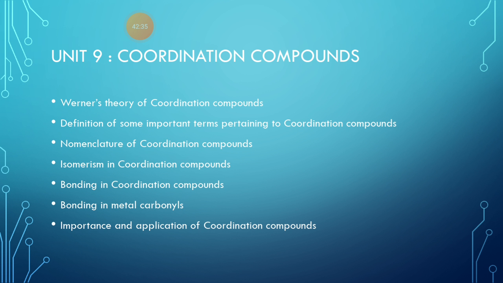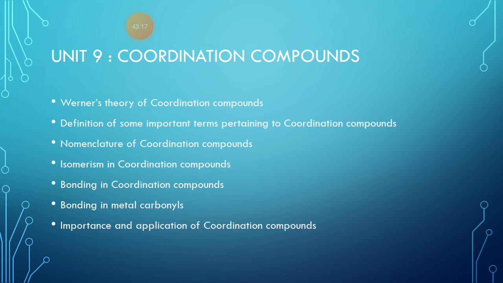Then we are going to learn about the bonding in coordination compounds: what kind of bonds are formed between a metal and a ligand. In the bonding we are going to learn about two theories: one is valence bond theory and another one is crystal field theory. These two theories describe the bonding of coordination compounds, and they have different postulates. So we are going to learn those postulates and how the theories explain the coordination compounds, and that will complete this particular point.